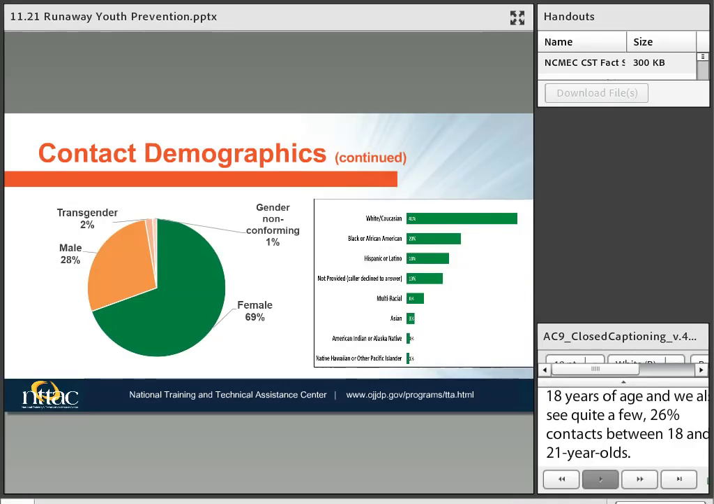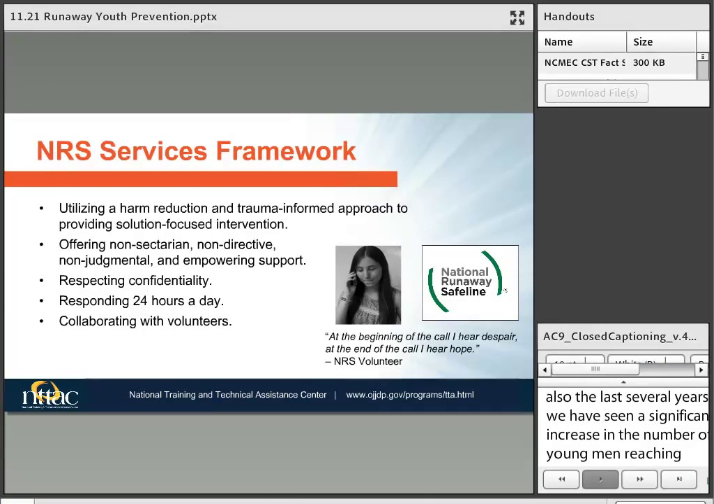When we look at the demographics of who's reaching out for crisis intervention and support from us, we are predominantly seeing young women reaching out at 69%, but over the last several years, we have seen a significant increase in the number of young men who are reaching out. We've also, which is no surprise and in line with what the other presenters have talked about, seen an uptick in the number of youth who consider themselves transgender or gender nonconforming.